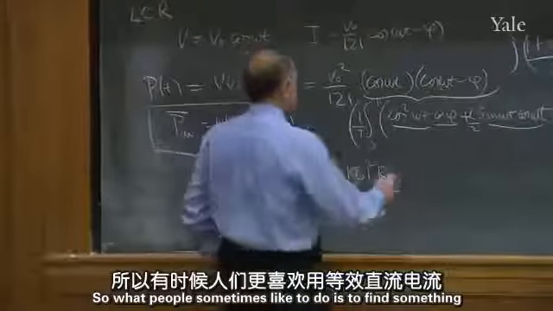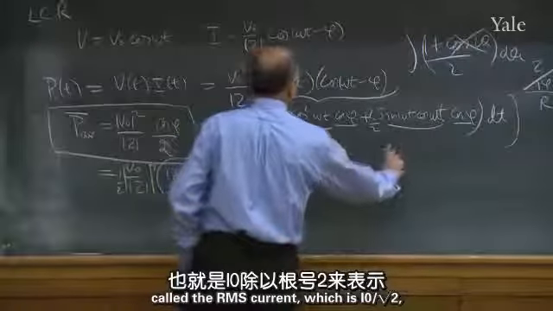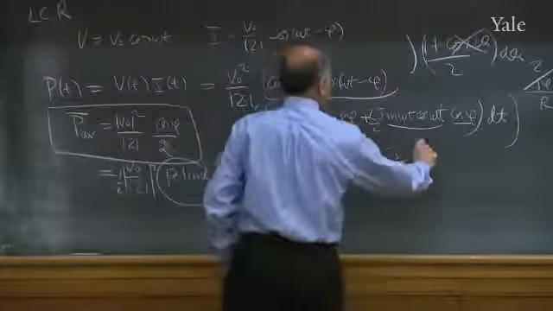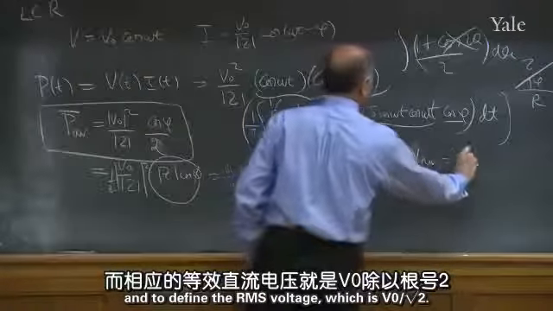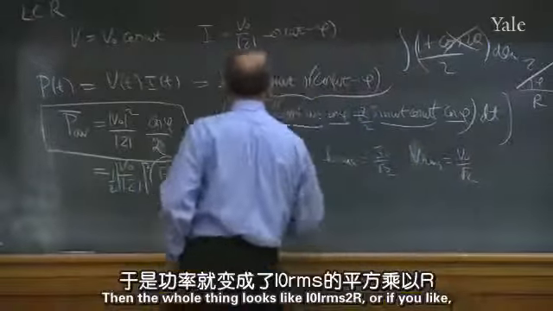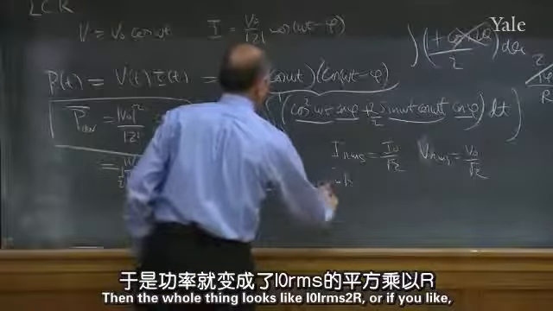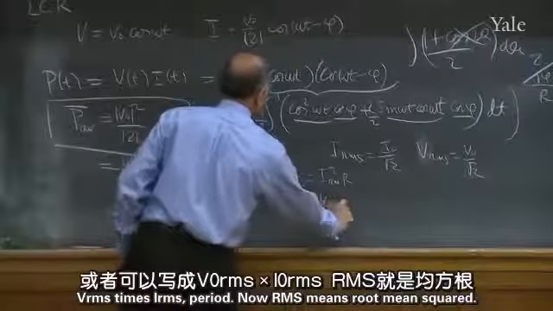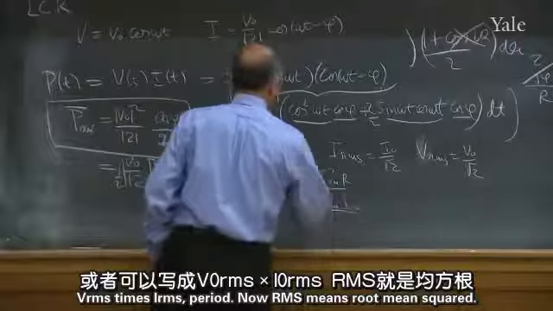So what people sometimes like to do is define something called the RMS current, which is I naught over root 2, and they define the RMS voltage, which is V naught over root 2. Then the whole thing looks like I RMS squared R, or if you like, V RMS times I RMS.